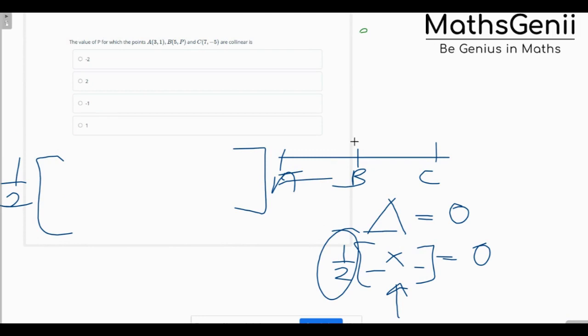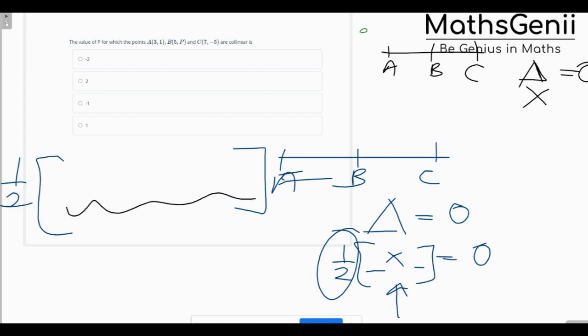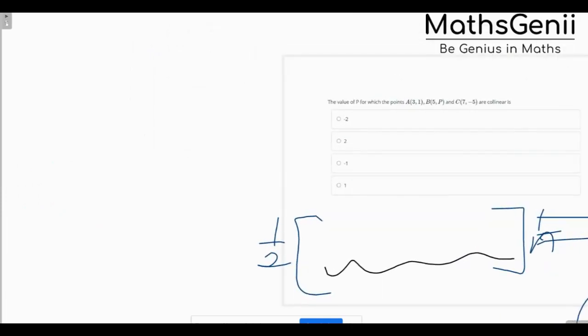And why is area of triangle equal to 0? Can ABC ever form a triangle? No, ABC is forming a line. It is not forming a triangle because it is collinear. It will never form a triangle. Therefore area is 0. And what is the area of triangle? Half into base into height. So half I am taking, and here I have 3 points. So what to write in the bracket? Shortcut I will teach you.